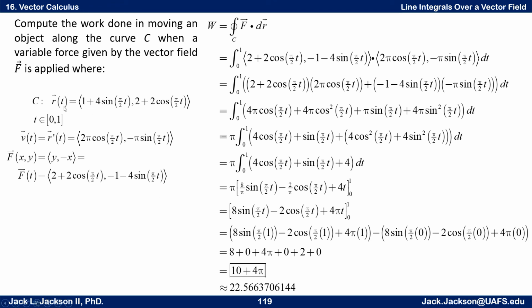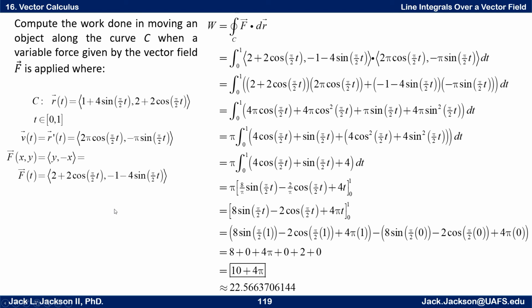The velocity, or r prime function, is just the derivative. The derivative of 1 is 0. The derivative of sine of u is cosine of u times the derivative of u, so we get pi over 2 times the 4, which is 2 pi. So it's 2 pi cosine of pi over 2 t for the x component. For the y component, the derivative of 2 is 0. The derivative of cosine of u is minus sine of u times the derivative of the inside, pi over 2 times the 2, which is just pi. So we get minus pi sine of pi over 2 t for the y component.